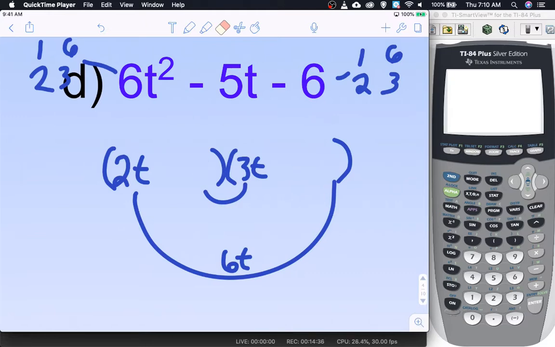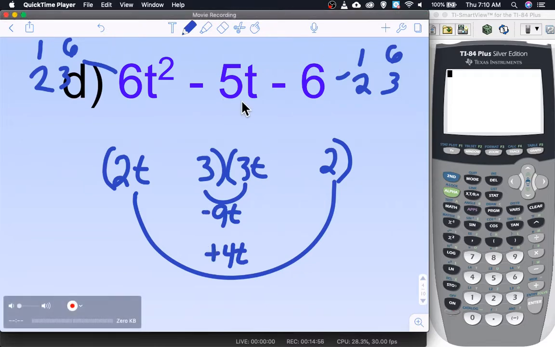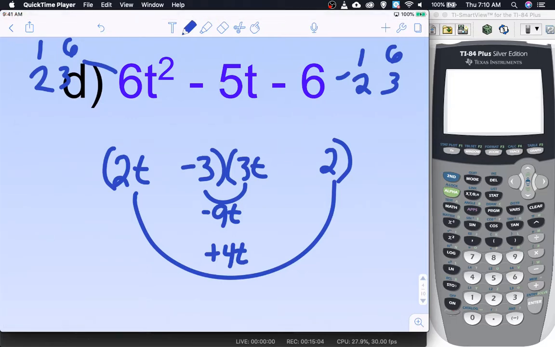Okay. What if I reverse them? What if I put the 3 here and the 2 there? That's a 9t and a 4t. Would that give me 5t? It could. If the 9 was a negative and the 4 was a positive, because we need this to be a -5. So -9 plus 4 is -5, which means this would be a negative 3 here, and that would be a positive 2 there.